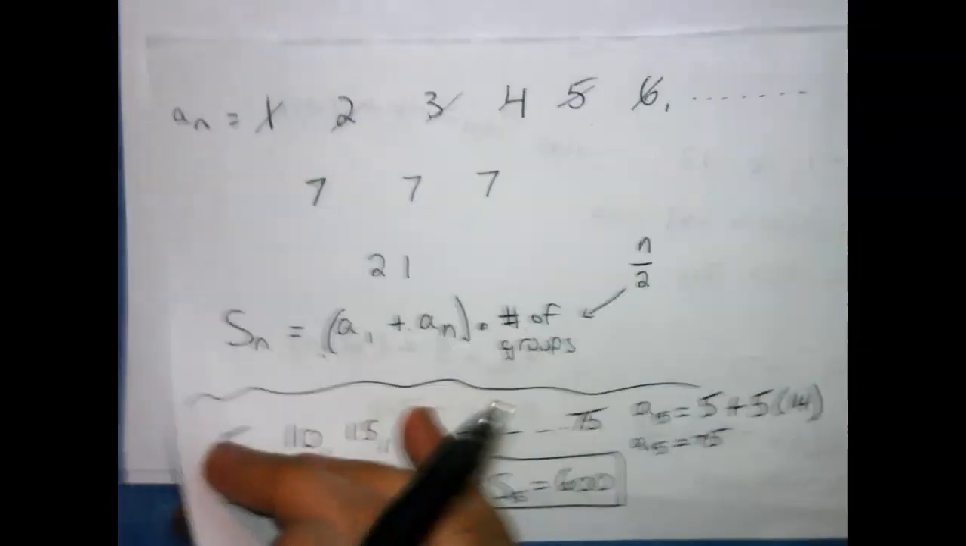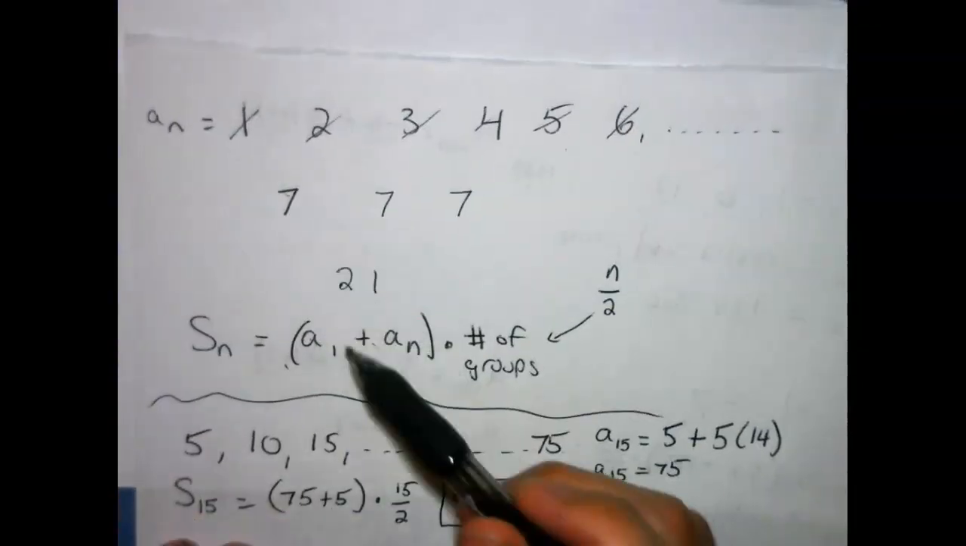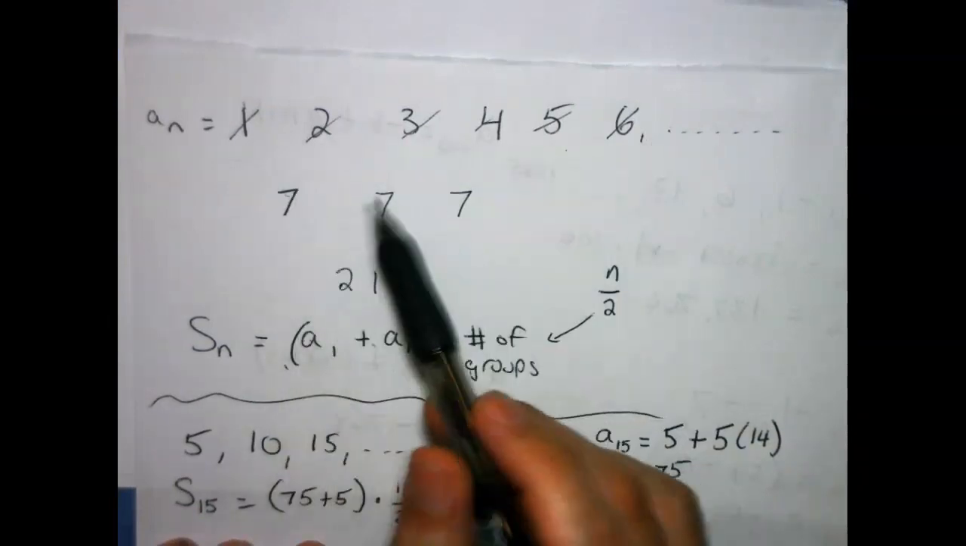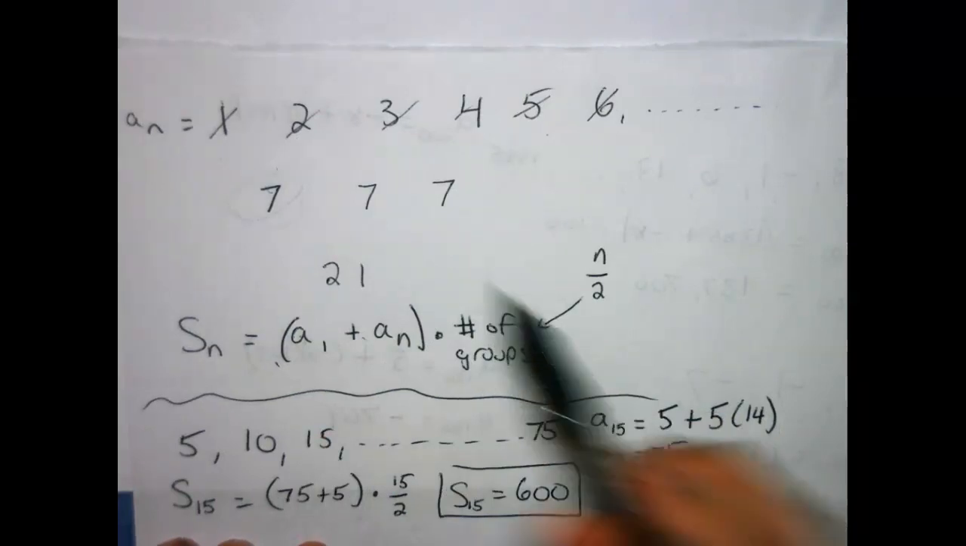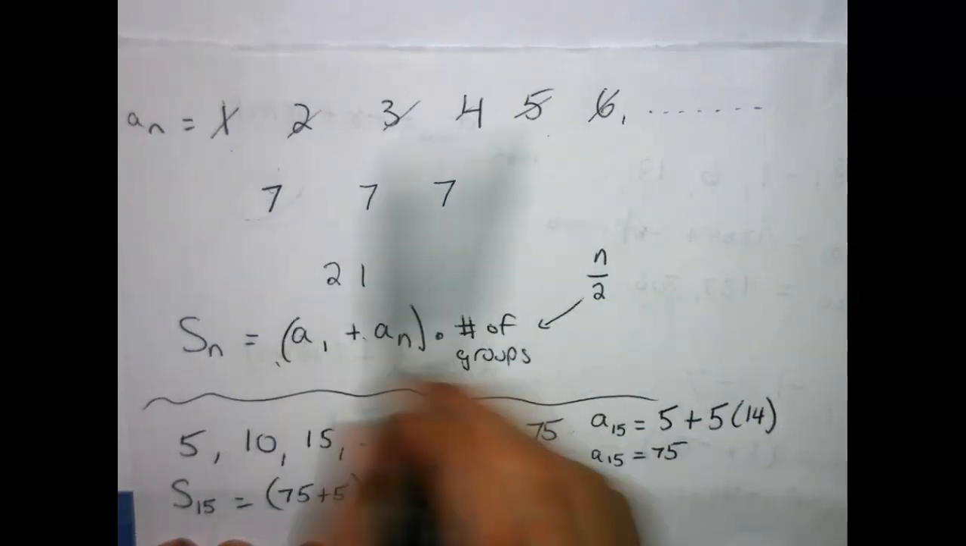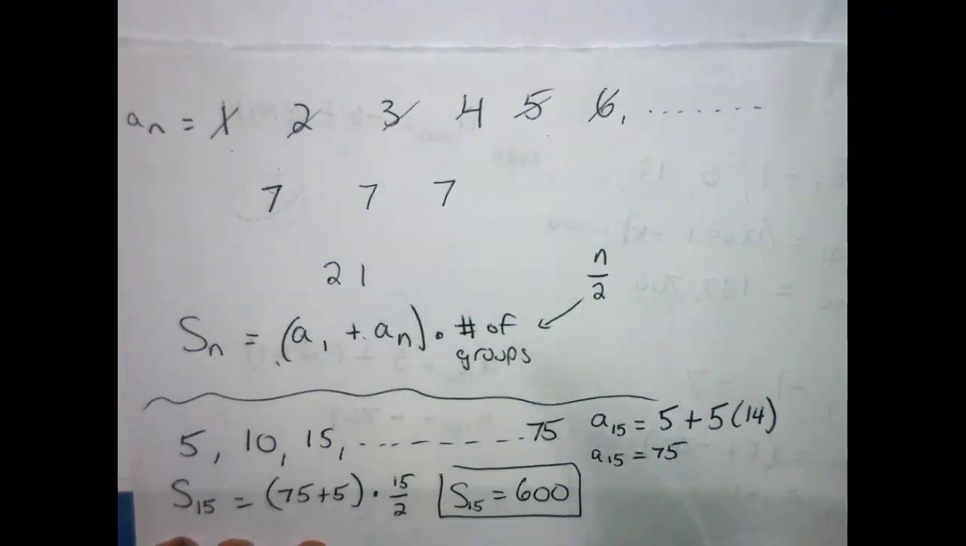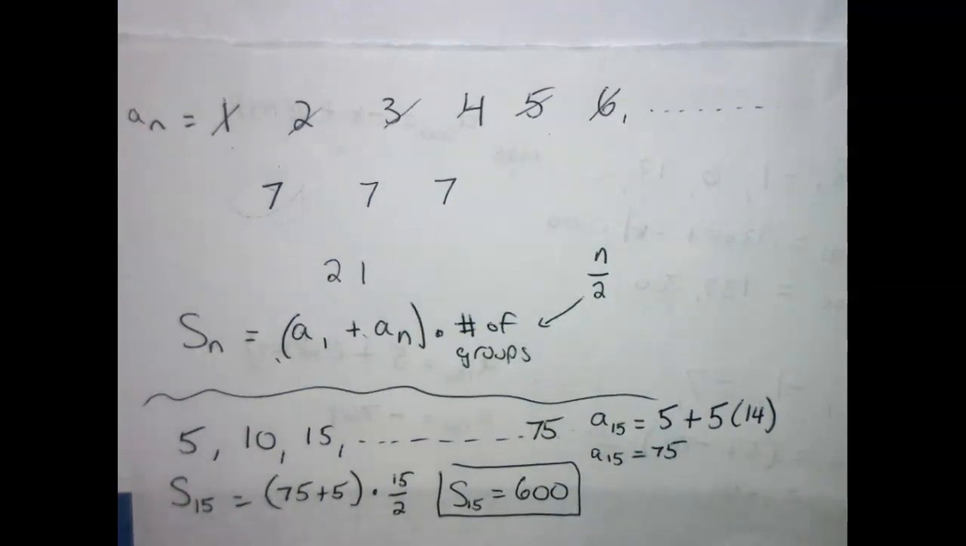Yeah, the key thing to remember, like we did here, take the first term and the last term, that's what you get here, and then the number of groups, you just take the number of terms divided by 2, multiply those together to give your total amount. Okay, hopefully this helps.